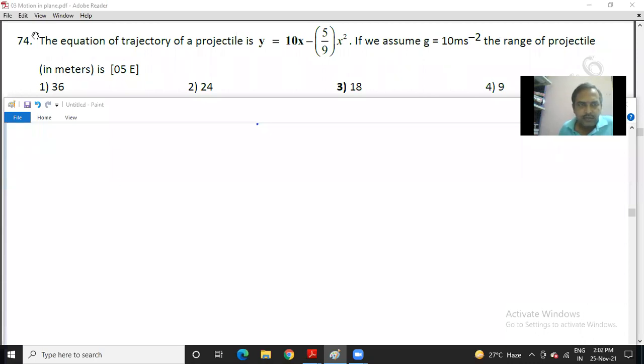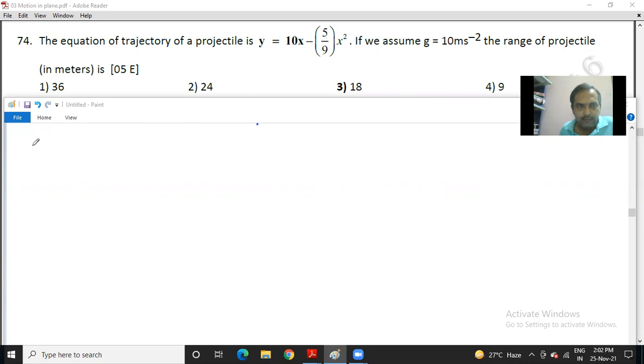Let us proceed with another question. The equation of trajectory of a projectile is y is equal to 10x minus 5 by 9 x square. If we assume g is equal to 10 meter per second square, we need to find out the range of the projectile in meters.